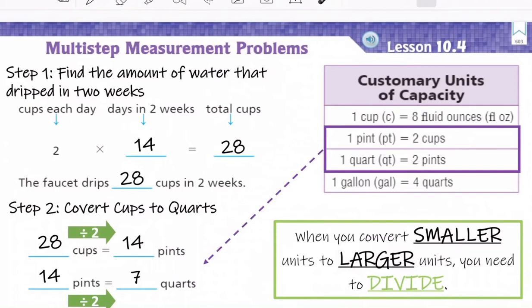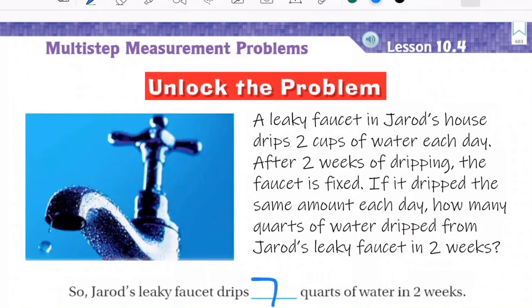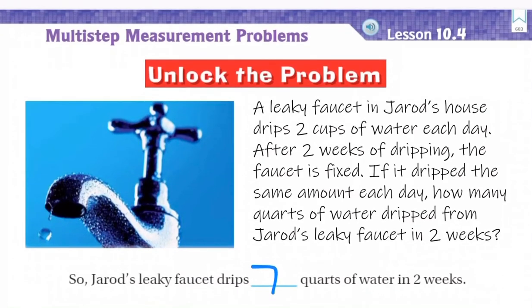Now we take that 14 pints, and we're going to try to convert it into quarts. So we know there's 2 pints in 1 quart. So we're going to take that 14 and divide it by 2 to get 7 quarts. Okay, 7 quarts, and that's the answer to the problem. So we go here: Jared's leaky faucet dripped 7 quarts of water in 2 weeks. Hope that helped you guys.